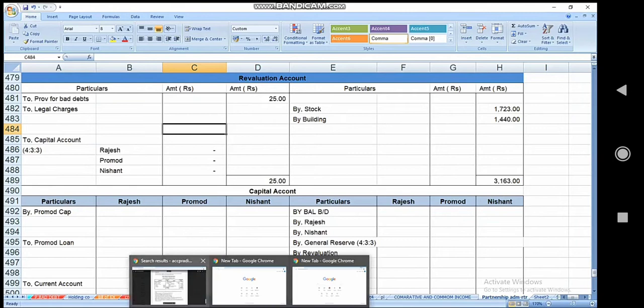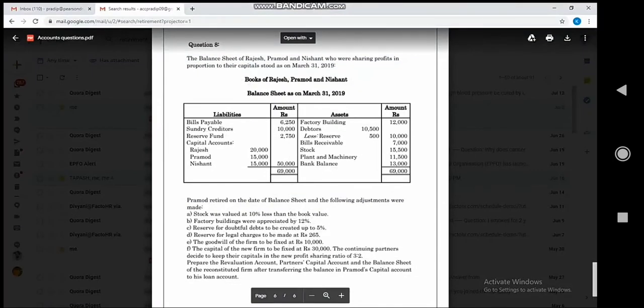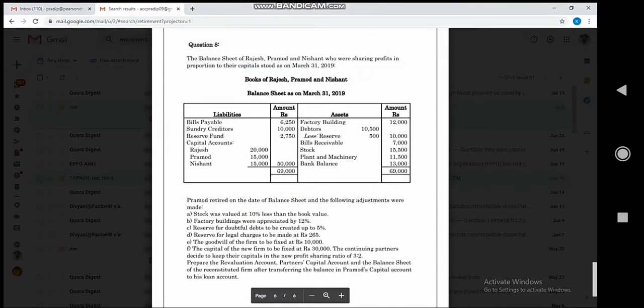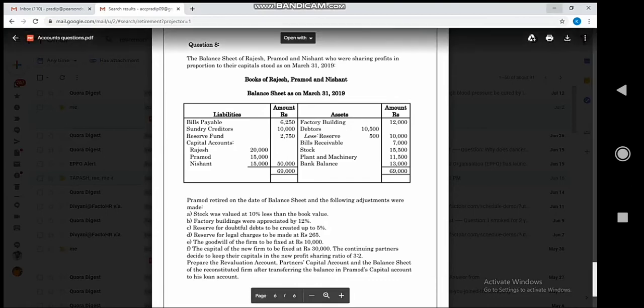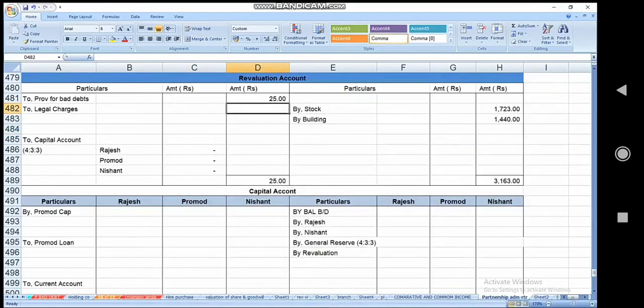In the next point there are legal charges, and with legal charges our liability is increased. Whenever the liability is increased, the journal entry will be revaluation account debit to liability. So the legal charges we put over here as 265.